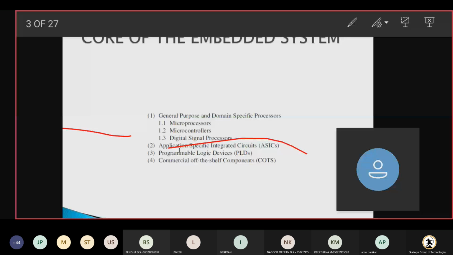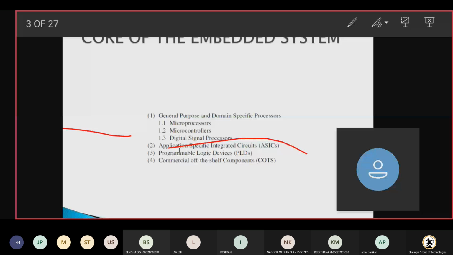So these are the generations. These are the important terminologies you need to know. The first one is the microprocessor. The second one is the microcomputer. The third one is the microcontroller. The fourth one is the system on chip. The fifth one is COTS. If you know all these things, then we can easily go through now.